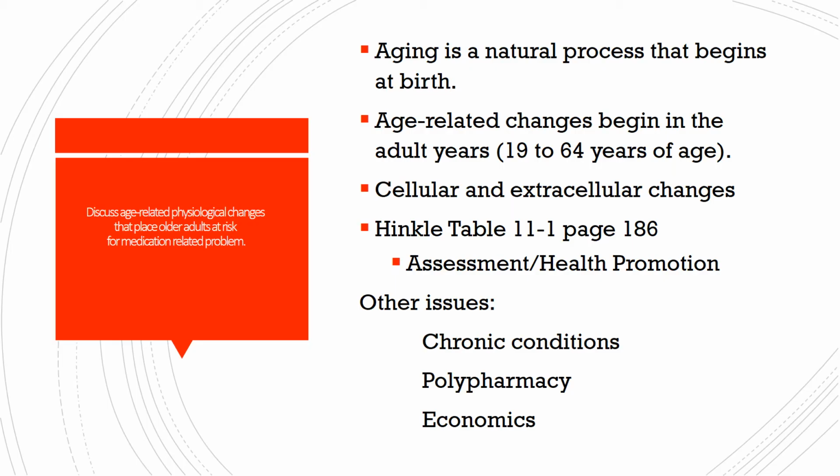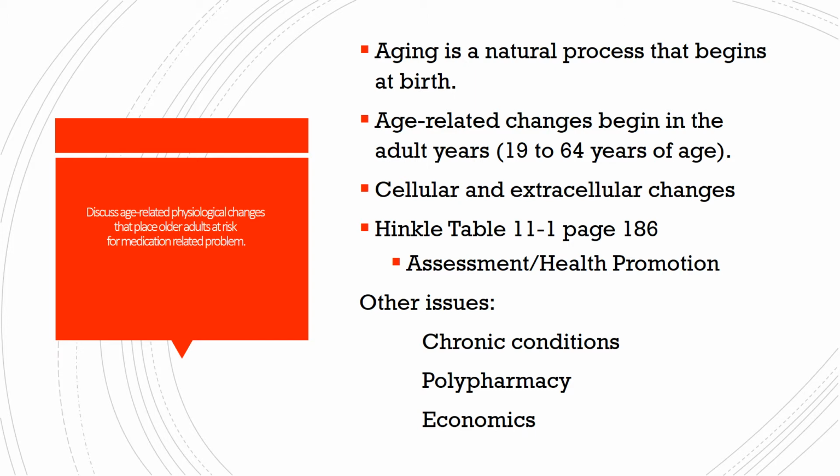On the left hand side of the screen, you're going to see your objectives for the unit. For this one, we're talking about age-related physiological changes that can lead to problems with medications. We all know aging is a natural process that begins at birth, and we start seeing changes around 19 years of age. It talks about up to 64 years of age, but we know people are living longer and we're seeing changes occur in those individuals.